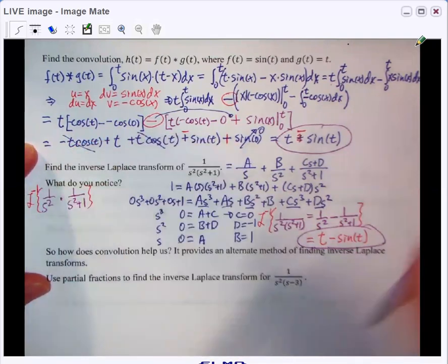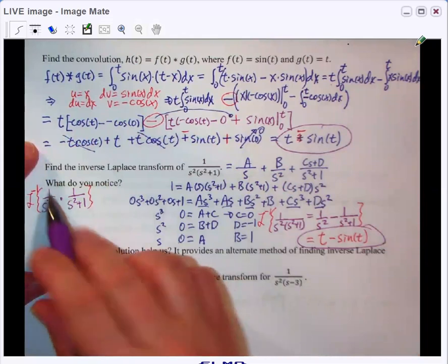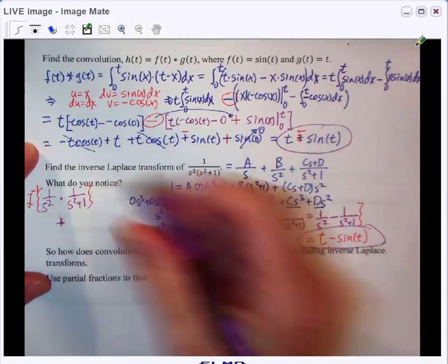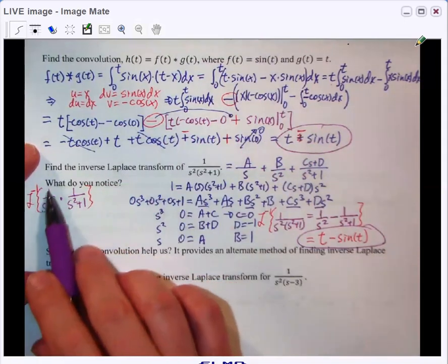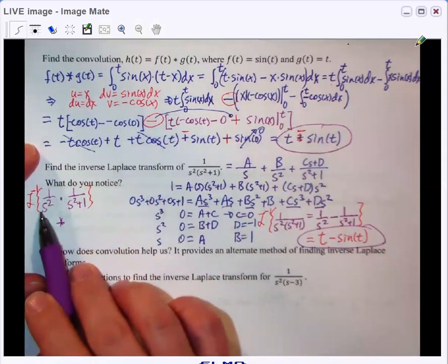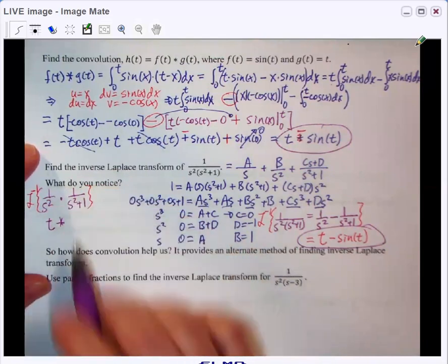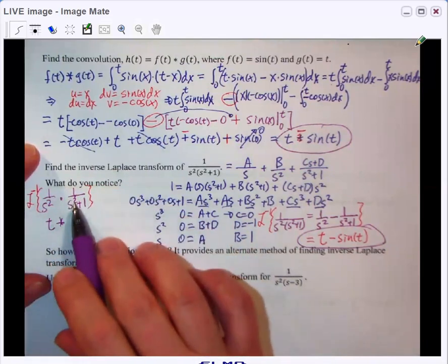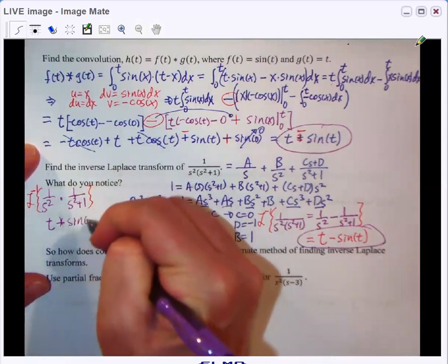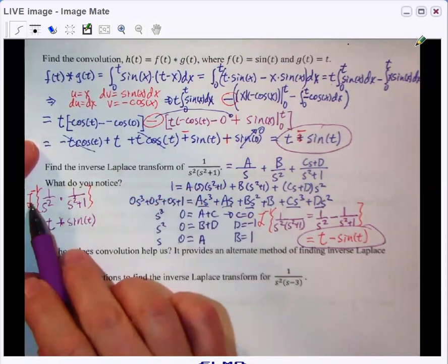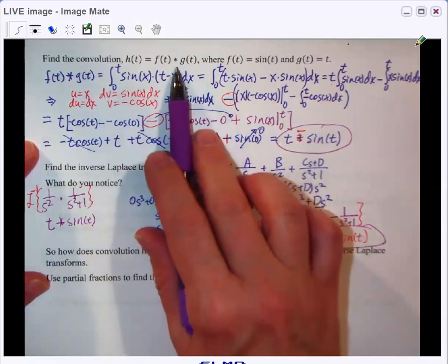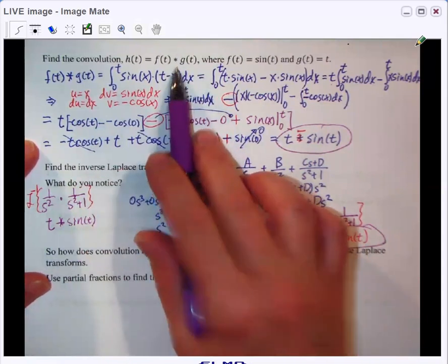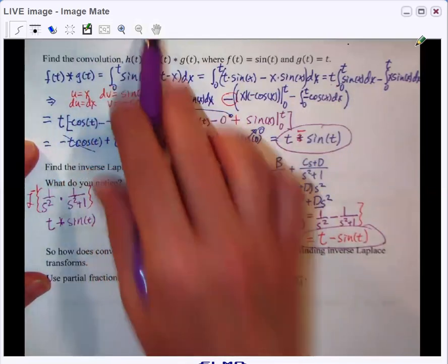Okay. Hey, that's going to be whatever this guy is, convolved with whatever this guy's function is. And we know that the inverse Laplace transform for 1 over s squared is t, and the inverse Laplace transform for 1 over s squared plus 1 is sine of t. And what did I just have you do earlier? I had you find the convolution of sine of t and t, which is the same as t convolved with sine of t.